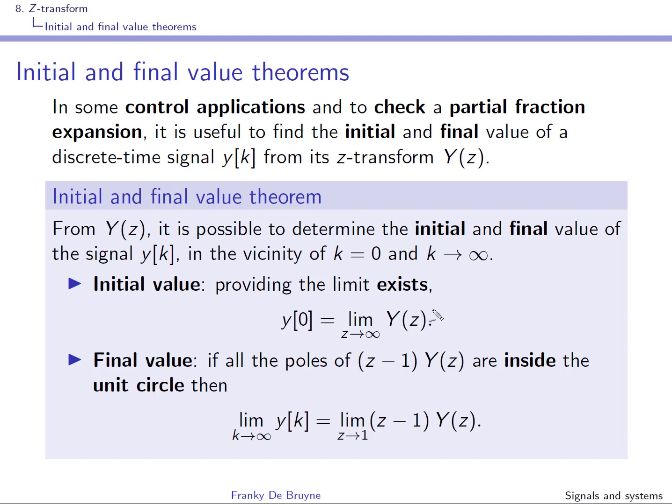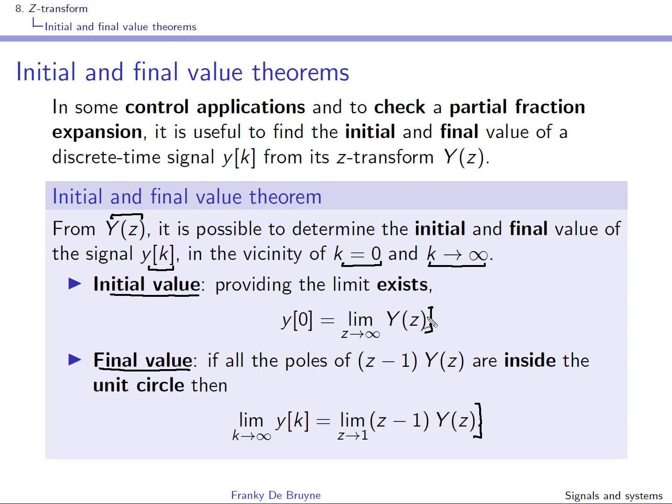So you see here that these are indeed the equations that we have derived previously, and remember that the initial and final value theorem is used when you want to have an idea of y of k given y of z, and you do not want to compute the inverse z transform of y of z. So you can obtain information of y of k in the vicinity of k equal to 0. This is the initial value theorem, and when k tends to infinity, this is the final value theorem.